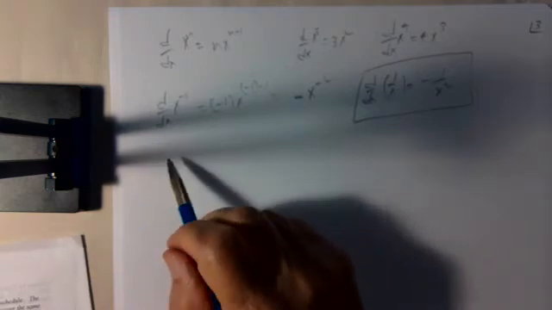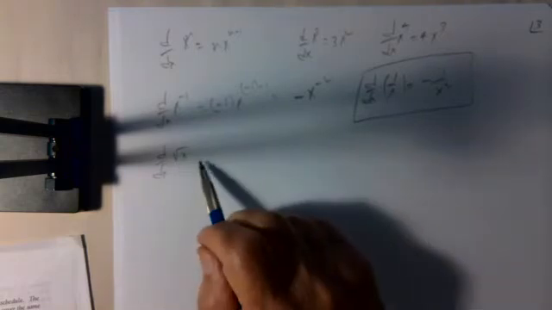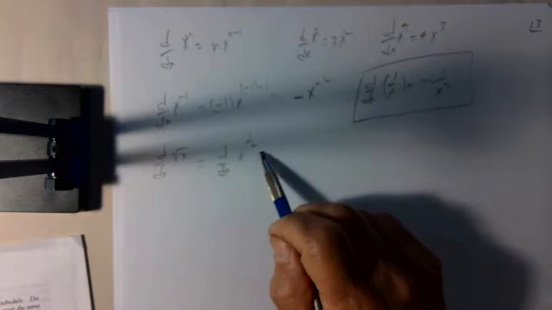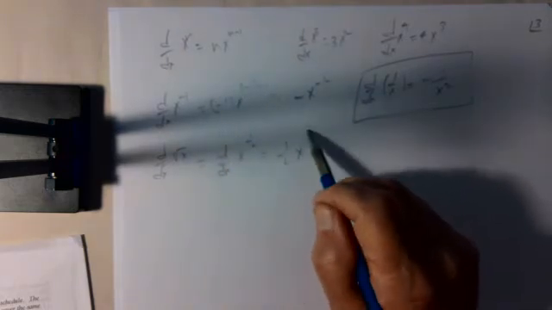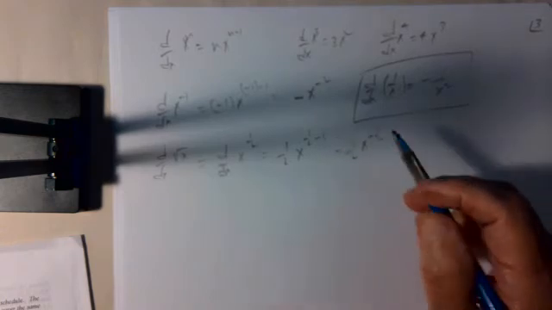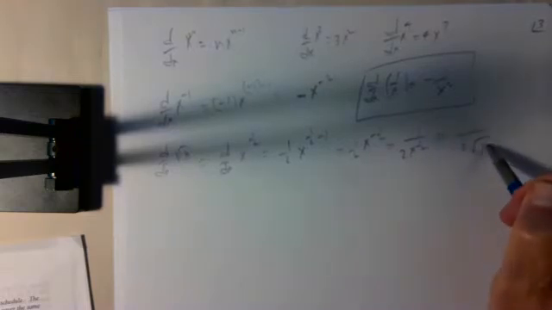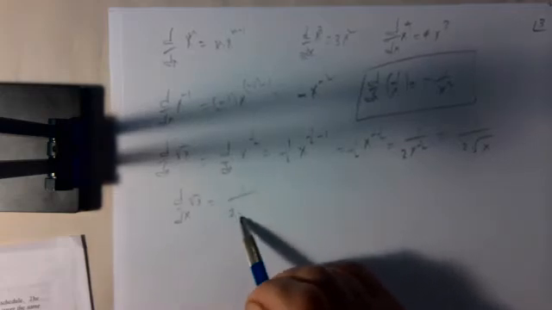And this applies as well to fractional exponents. What's the derivative of the square root of x? So the square root of x means x to the power a half. So this is this rule with n equal to a half: 1/2 x to the 1/2 minus 1, or 1/2 x to the minus a half. Or if you like, 1 over 2 times x to the 1/2, or 1 over 2 times the square root of x. So the derivative of the square root of x is 1 over 2 times the square root of x.